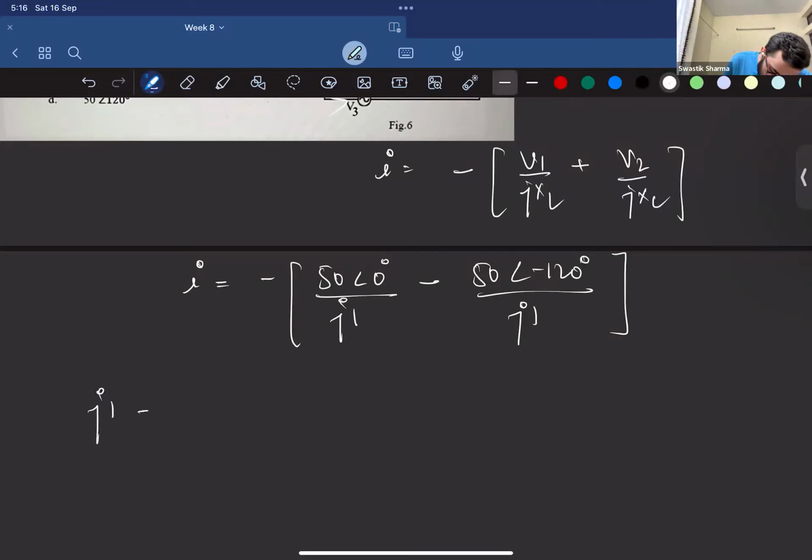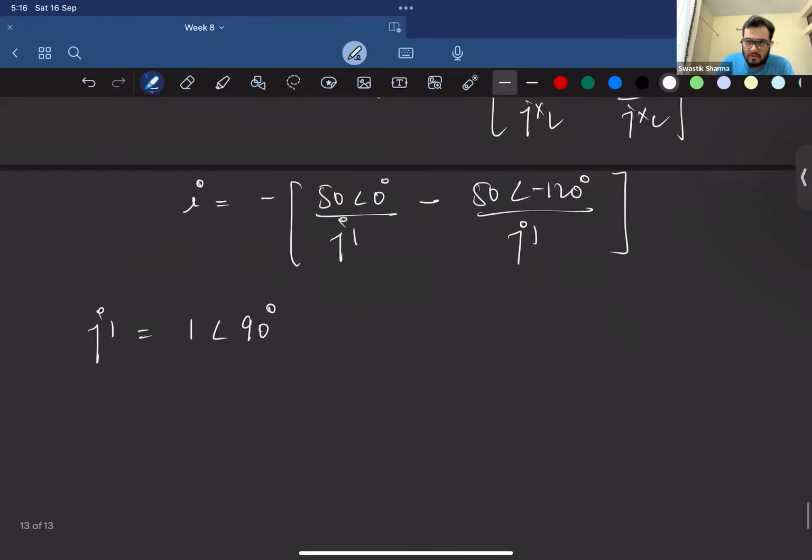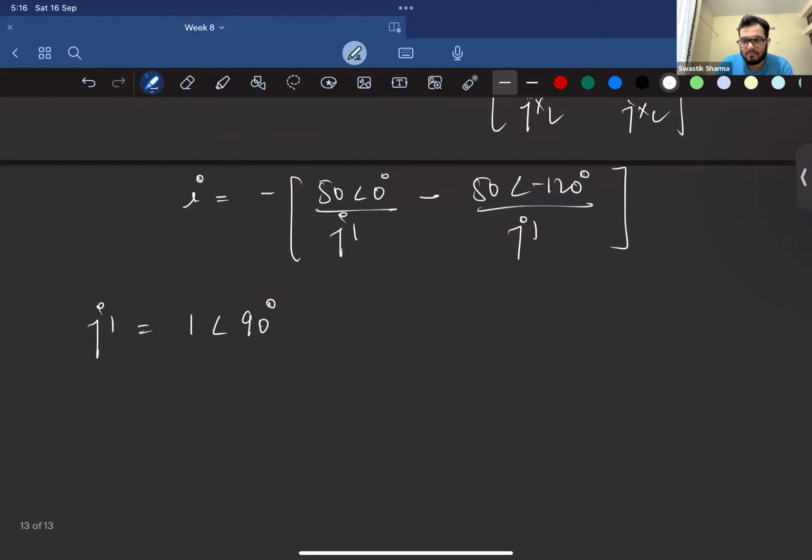J1 can be represented as 1 angle 90 degrees, right? Whenever J or iota, I shouldn't call it J, it should be called iota, since I'm trying to distinguish between I for current and I for iota. I'm taking iota as J here. Iota is nothing but when we multiply it to any phasor quantity, it displaces that quantity by 90 degrees, right?